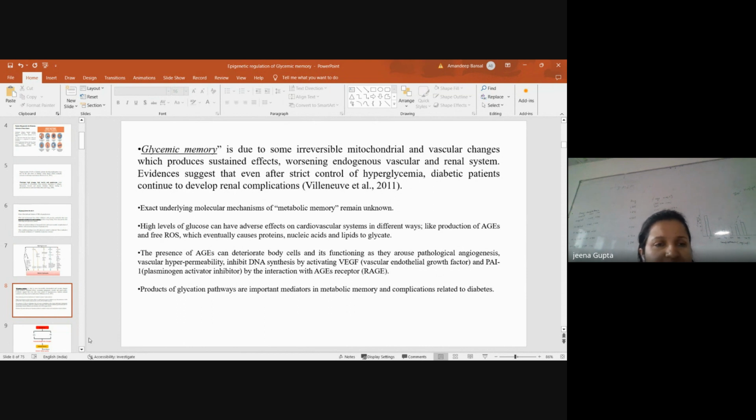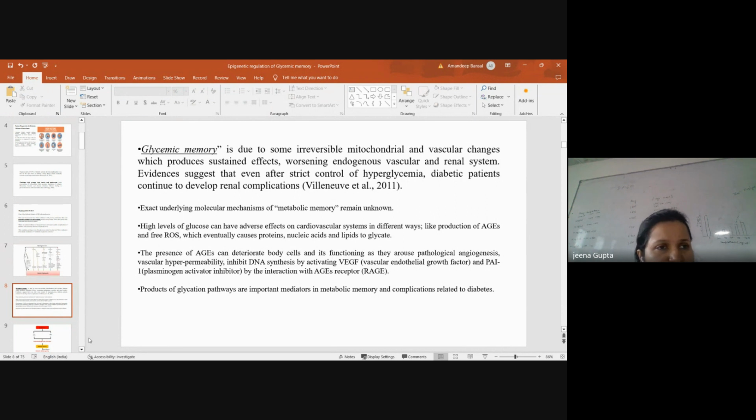However, the exact mechanism of this metabolic memory is not clear. People are still trying to evaluate more and more. They want to give it an epigenetic clue to explain the glycemic memory, but things are still not very clear. Another important mediator for hyperglycemia causing glycemic memory is ROS.